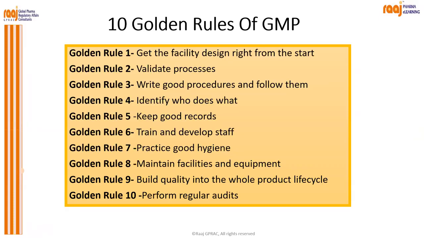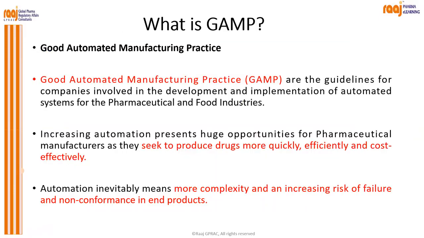All these things we have already covered. I have already spoken to you about them. Then coming to GAMP. GAMP is Good Automated Manufacturing Practice. These are guidelines published by ISPE, and GAMP 5 is the latest guideline, which was published in 2008. These are guidelines for companies involved in the development and implementation of automated systems for the pharmaceutical and food industries. Increasing automation presents huge opportunities for pharma manufacturers as they seek to produce drugs more quickly, more efficiently, and more cost-effectively, right?